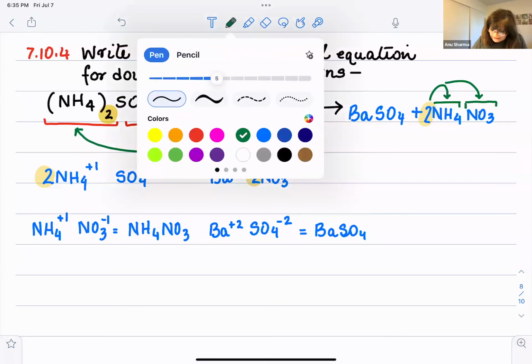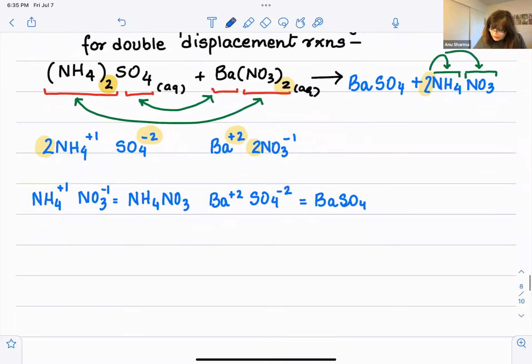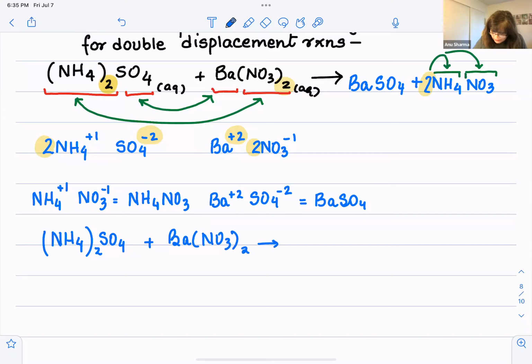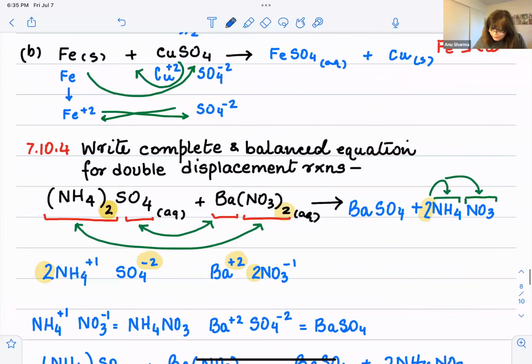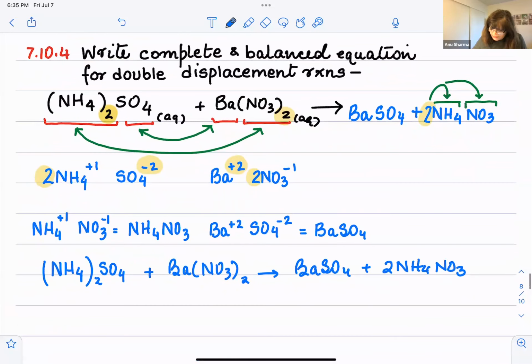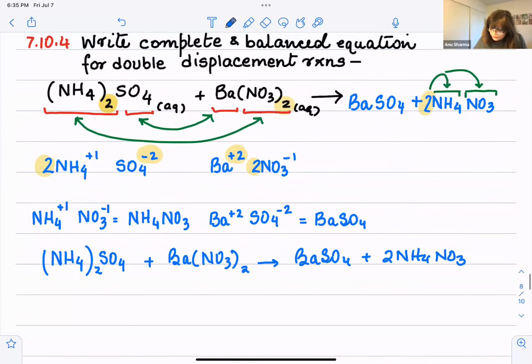Now since it's a double displacement reaction, let me write this here again: (NH4)2SO4 plus Ba(NO3)2, and this gives you BaSO4 plus 2NH4NO3. Now here what do you see? In this case, we will see that it is complete and balanced for double displacement. Here, in this case, let's write down the solubility.